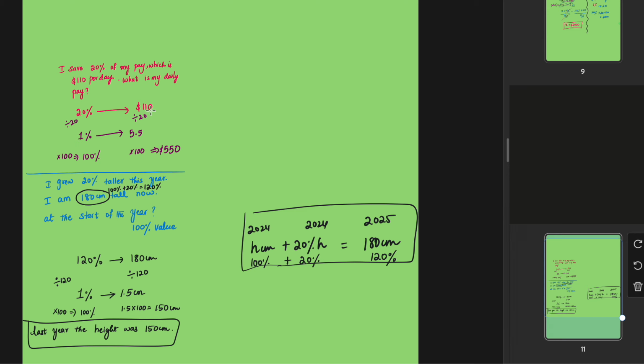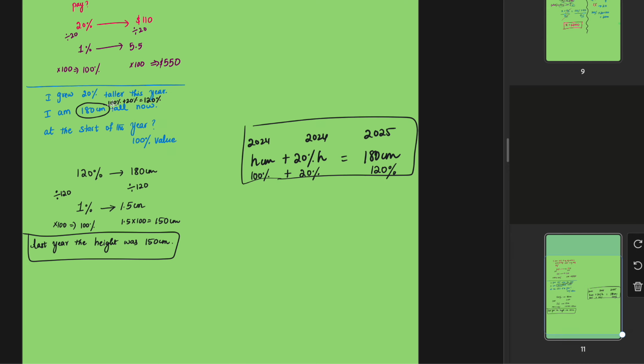So 110 divided by 20, that would give you 5.5. So that means 1% in this situation is $5.5. So now you want 100%, right? So then times it with 100. So 5.5 times 100 is 550. So this person is saving 20% of what she's earning. Very good.